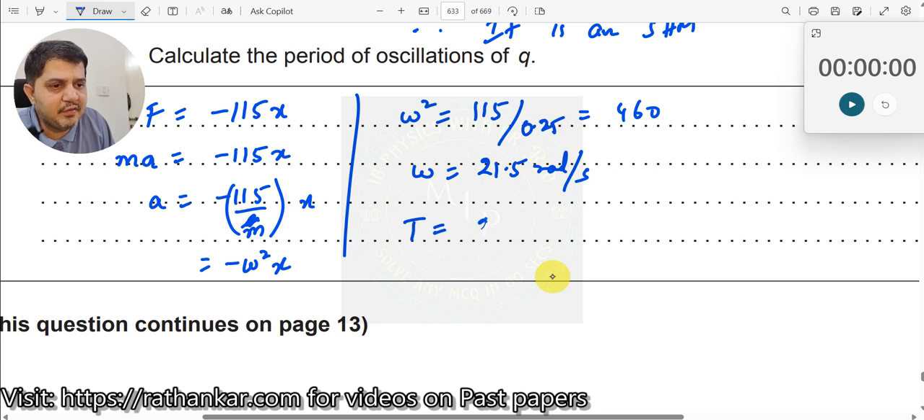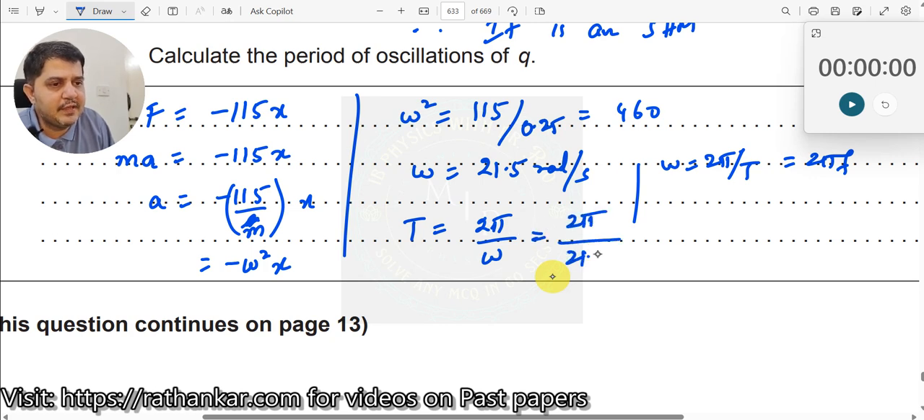Time period is equal to 2 pi divided by omega, right? How do I get this? Omega is equal to 2 pi by T. This formula you are already aware of, right? Maybe you would have studied something like this also, 2 pi f. So you can write this one like this here, which should be 2 pi divided by 21.5.